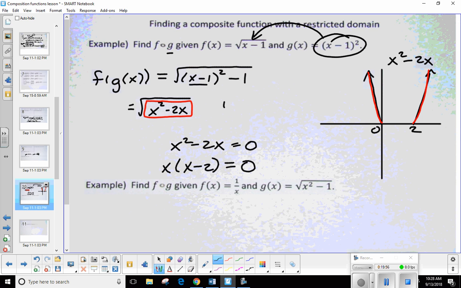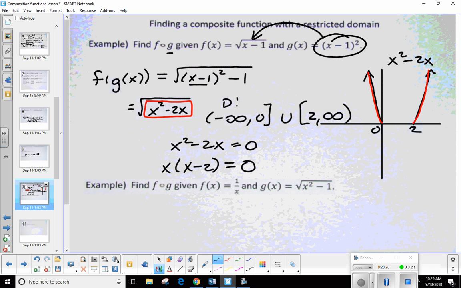Now let me go ahead and write this out. The domain, negative infinity to 0, union 2 to infinity. Would I include the 0 and the 2? Okay. So we think no, or now you change your mind. Okay. Well, let's see. If I were to plug in 2, 2 squared, 4 minus 2 times 2, 0. And can we take the square root of 0? Yes, that's fine. So I would include those.